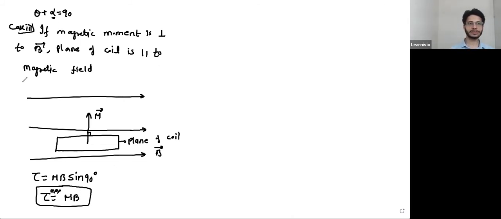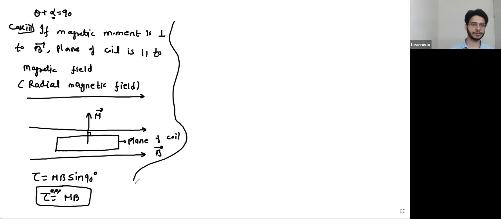If the magnetic moment is perpendicular to the magnetic field, then this case is also known as the case of radial magnetic field. We also call this the case of radial magnetic field. That means your magnetic field is radial.